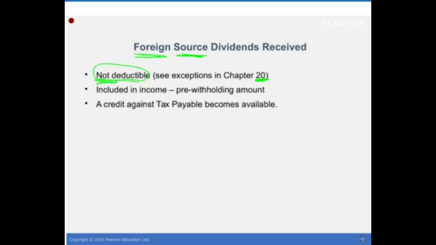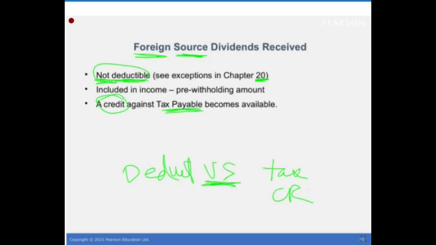Now, remember, there is a difference between a deduction and a tax credit, right? So these foreign source dividends are not a deduction. However, they can be a credit against your tax payable because you've already paid some tax.